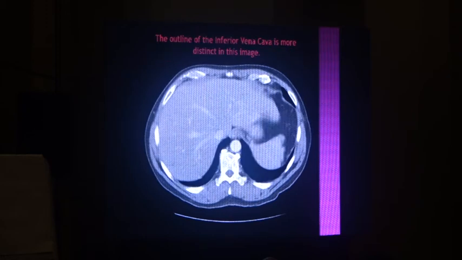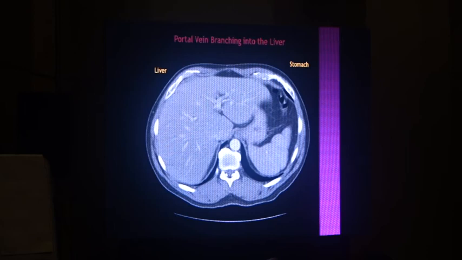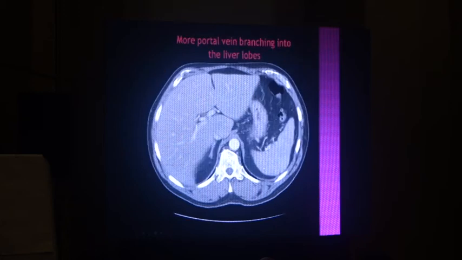Next. This is the stomach. This is the right lobe of liver, left lobe of liver. Go ahead. This is the caudate lobe. Right lobe of liver, left lobe of liver, we can see the hepatic veins, aorta, vertebra. What is this structure? Yes, this is the spleen.